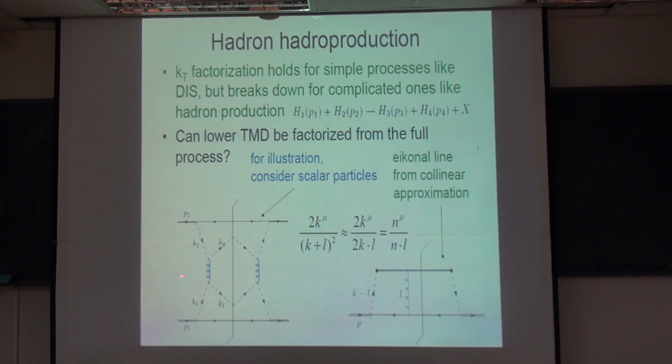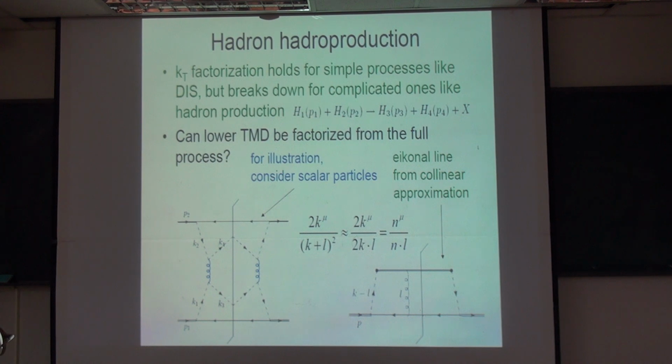So the diagram looks like this. You have initial P1, P2, they collide, exchange a hard gluon or hard photon, and they form another two final state mesons, hadrons, K3 and K4. So Collins demonstrated that KT factorization breaks down in this process.